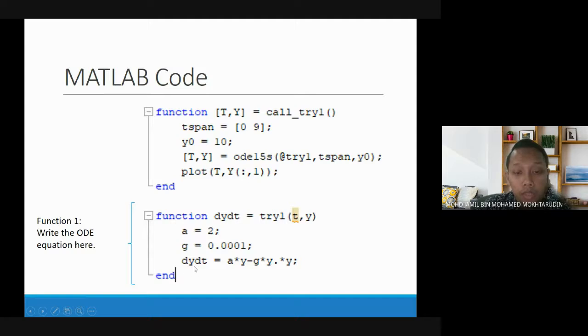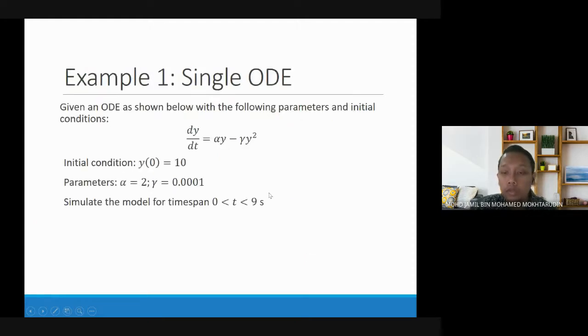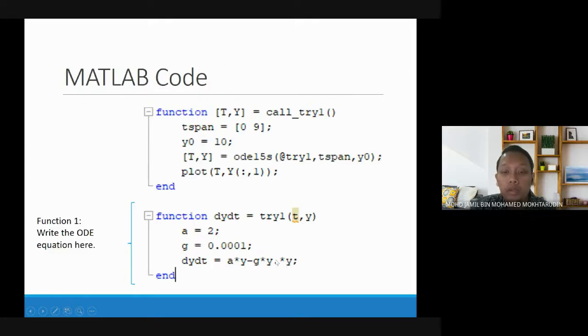So first you write the ODE. Let's say you write dy dt equals alpha, maybe you represent it by a, alpha times y, minus gamma, maybe you represent it by the symbol g, times y. Because here it is y squared, you can either write y squared or y times y. It should be the same. And then you define the values of a and g. So a equals 2 and g equals 0.0001.